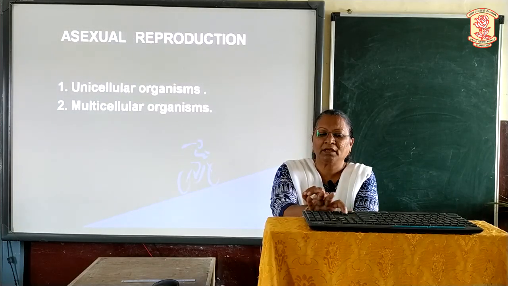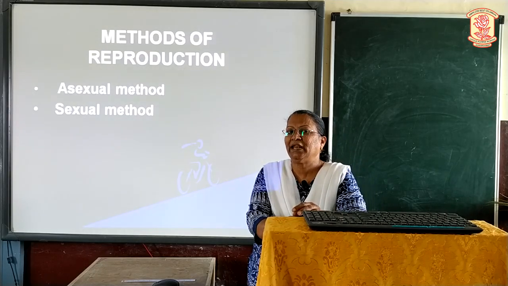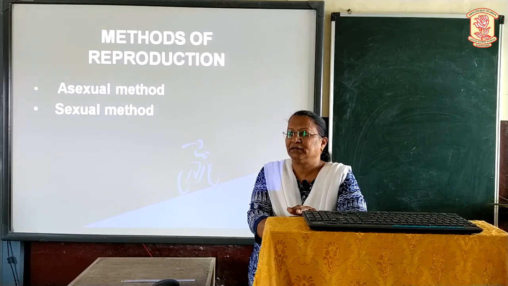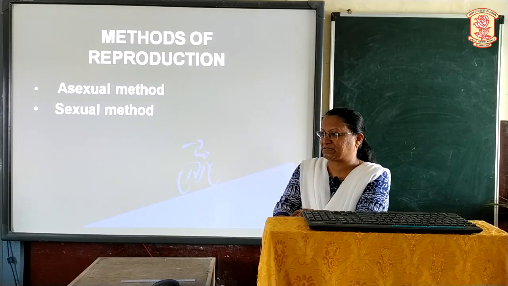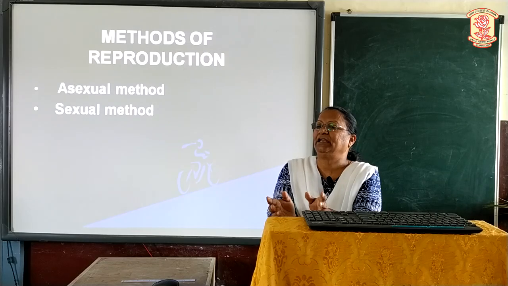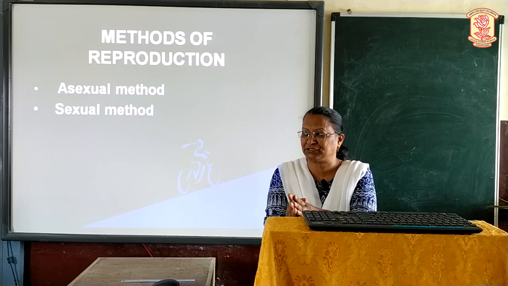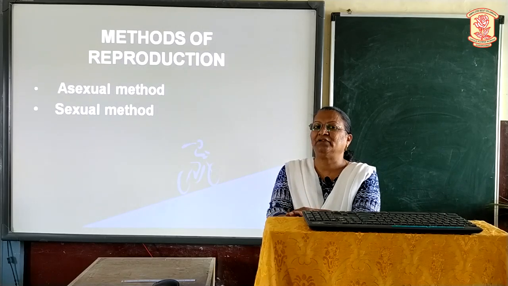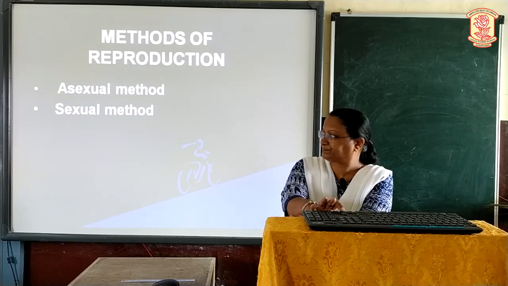But in sexual reproduction, there are male and female gametes which are involved, and these two gametes unite together to produce an offspring which has got slight variation, which means the DNA recombines and therefore the offspring has certain variation. Now, in detail we will learn about the types of asexual reproduction.